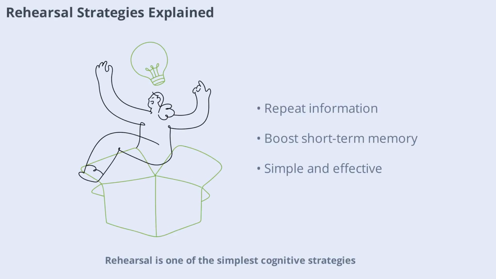Rehearsal is one of the simplest cognitive strategies. It involves repeating information over and over to help remember it. For example, when you memorize a phone number by saying it aloud several times, you're using rehearsal. This strategy is especially useful for short-term memory tasks and can be a foundation for more advanced learning techniques.